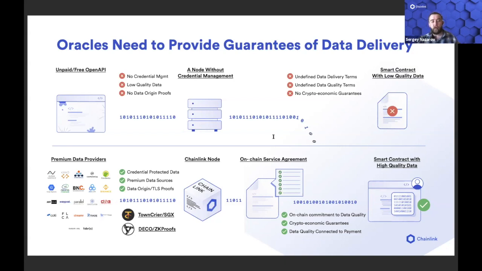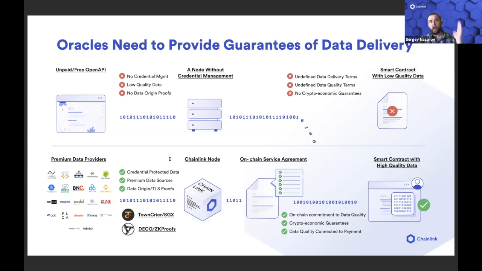Well, the way that we approach this is we, from the beginning, have had credential management within our nodes. We have made sure that we access premium data sources that we can properly score and evaluate for quality. We look at guaranteeing the proof, a certain TLS proof or various other trusted hardware-based proofs to show that data did come from a specific source.